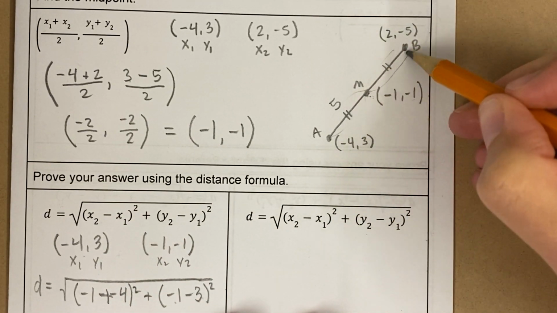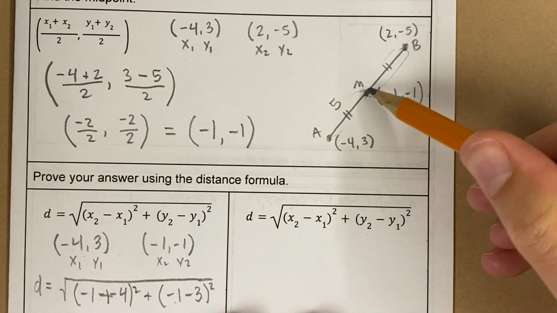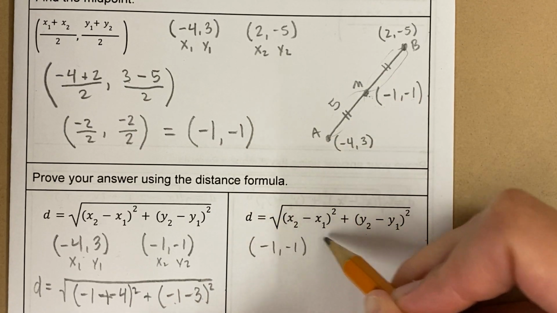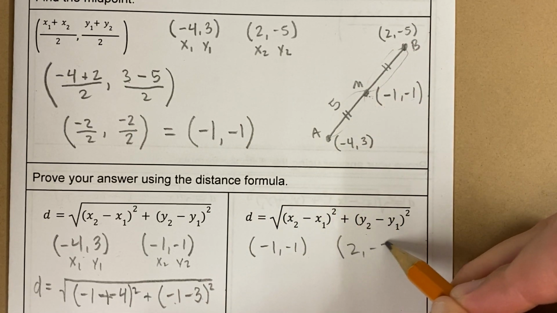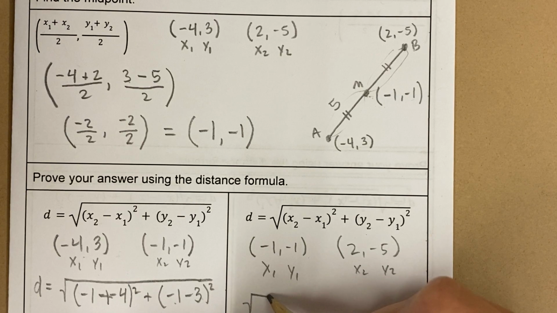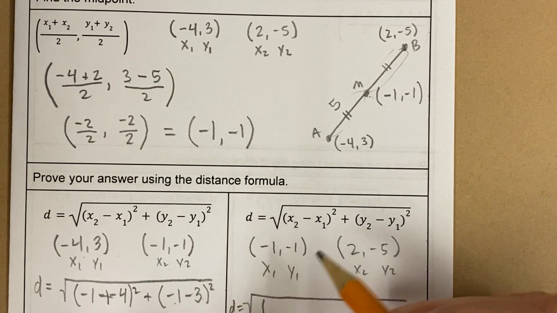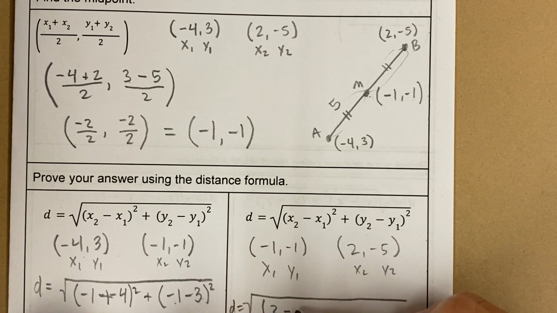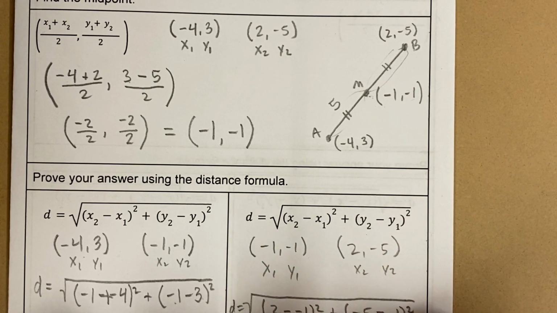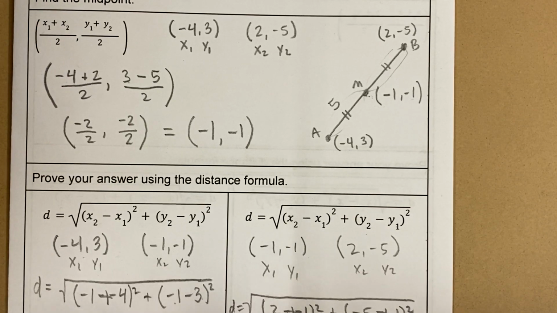Now, if this distance is also 5, then that proves that this is the midpoint. It's halfway between the 2 points. So I'm going to grab this point, -1, -1, and this point, 2, -5, and I'm going to find that distance. And what I'm really hoping is that it's 5. So this is D equals, okay, here we go. x2 minus x1, y2 minus y1. This becomes 2 plus 1, that's 3 squared. Look, this becomes -5 plus 1, that's -4 squared.